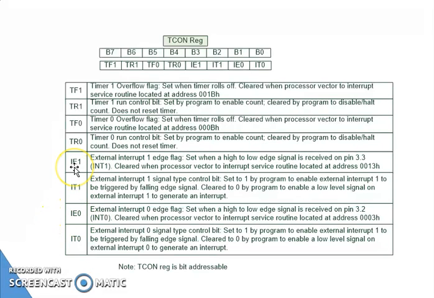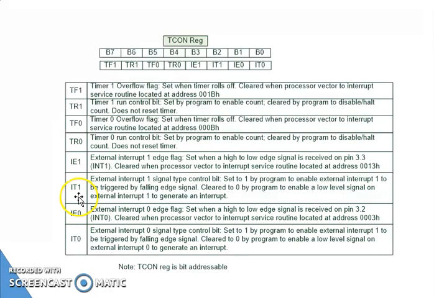IE0 and IE1 are both used for the external interrupt edge flag. Both of these are used if we want to have our interrupt source from outside of our microcontroller. If you look in the table, IE0 is connected to pin 3.2 and IE1 is connected to pin 3.3. So if we want to enable an external interrupt, or an interrupt that is triggered by an external source, IE1 and IE0 are set to high.